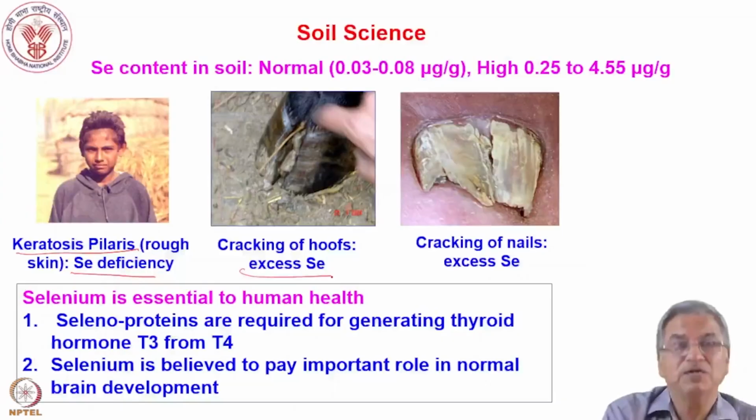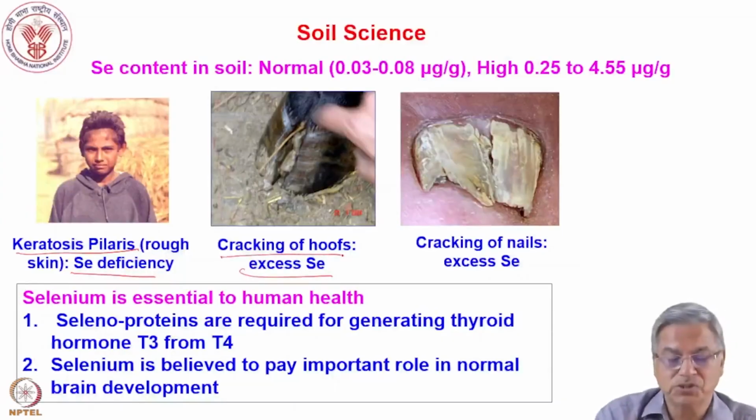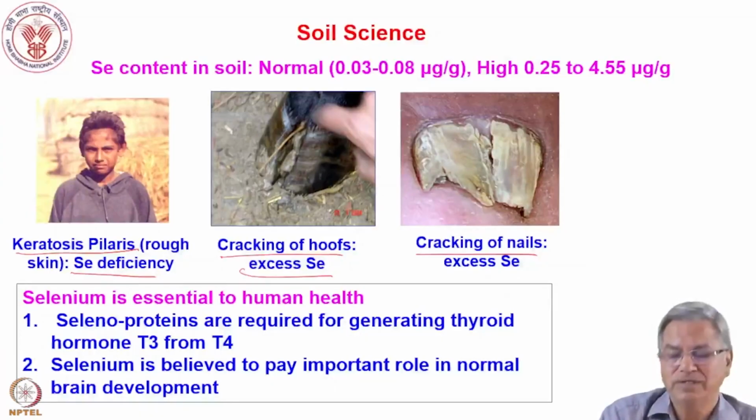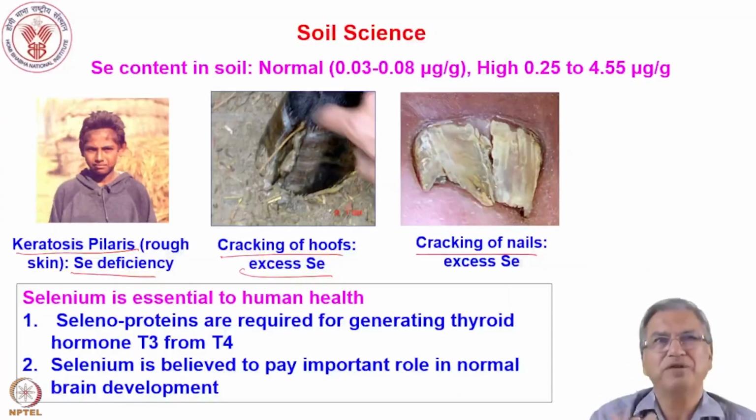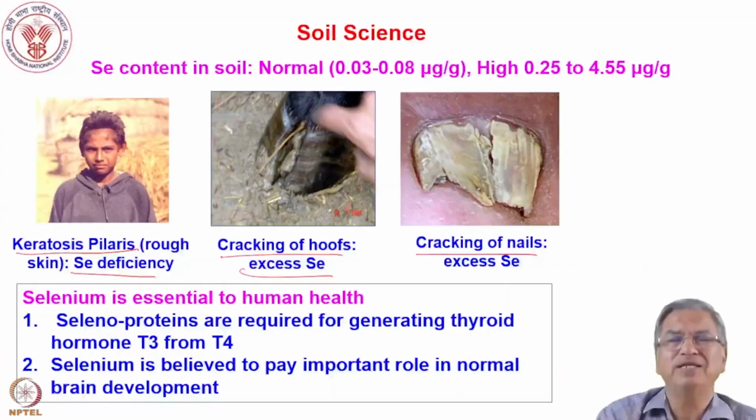Excess of selenium in our body leads to, like in animals, cracking of their hooves, and cracking of the nails can take place if we have excess of selenium. So, the normal range of selenium. Selenium can be picked up by different plants, and when we consume those plants, our body will accumulate selenium. So in soil, selenium content is an important parameter. If there is selenium-rich soil, then the people living in that area, eating the vegetation in that area, are prone to getting selenium problems.